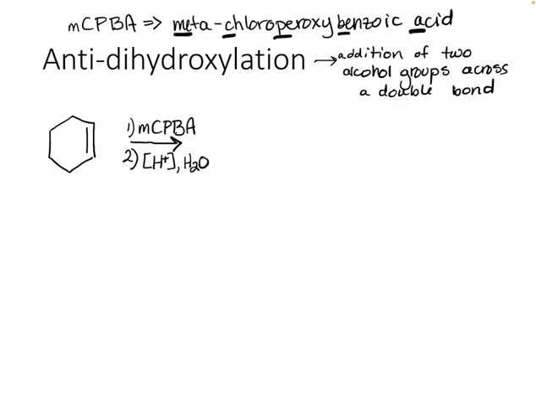All right, so the products that we'll end up with are the following. So in one case, we will have the top OH in a wedge, the other one's in a dash, but we could also have the enantiomer of that. And in fact, we end up with a 50-50 mixture of enantiomers.